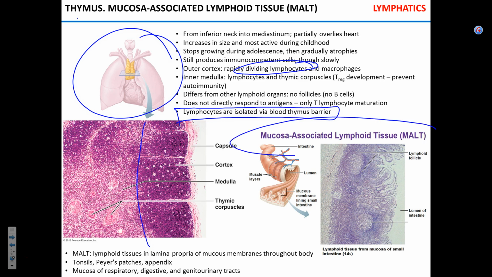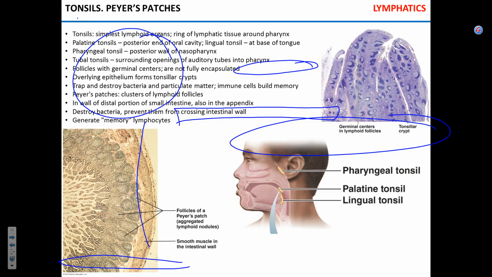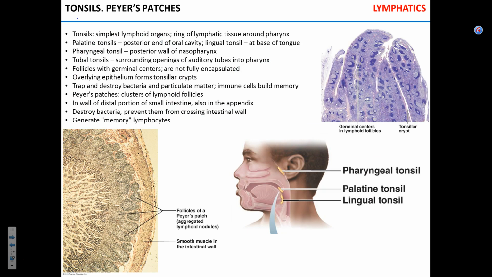Now, MALT, mucosa-associated lymphoid tissue, found in the mucosa, in the lamina propria, includes tonsils, Peyer's patches, and the appendix. So here you can see tonsils with the follicles and germinal centers in them. Around the pharynx: lingual tonsils, palatine tonsils, pharyngeal tonsils, and tubal tonsils.